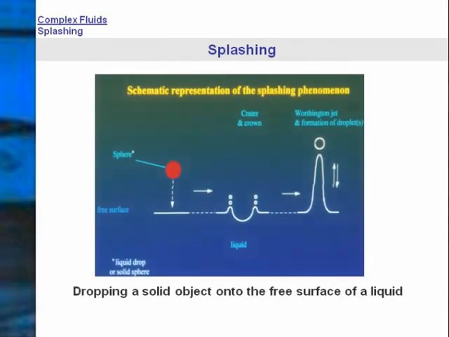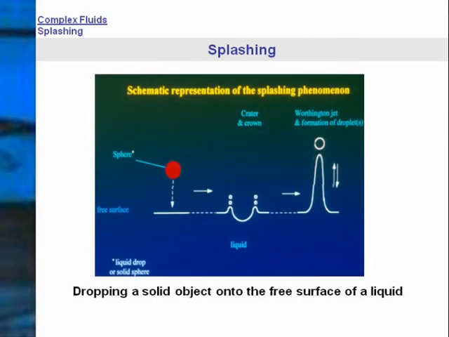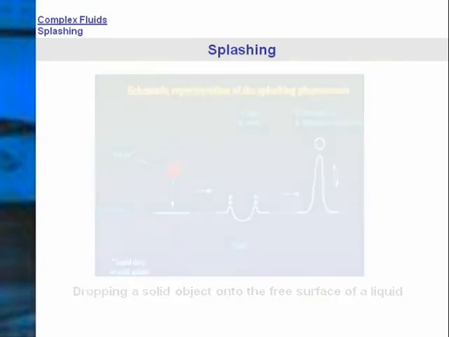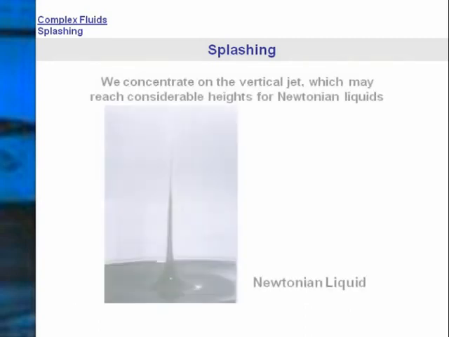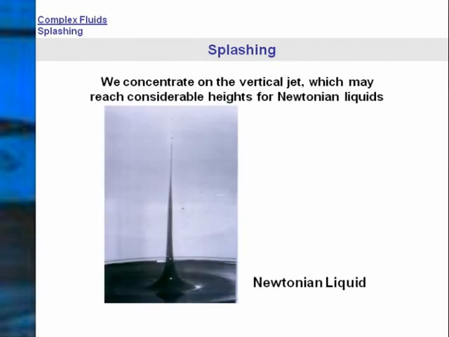Dropping a solid object onto the free surface of a liquid can often result in a rich sequence of events, including a crown structure, satellite drops, and a vertical jet. Here, we want to concentrate on the vertical jet, which sometimes reaches extravagant heights in the case of Newtonian liquids.